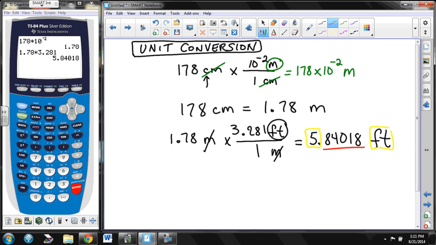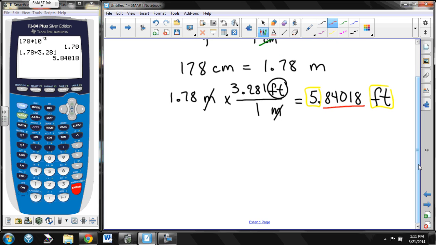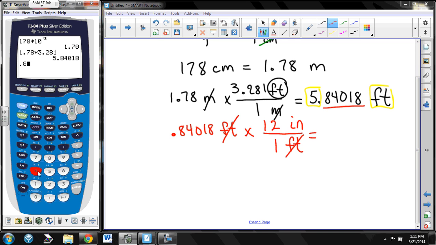To do that, I'm going to come down here and leave off the 5. Just write the 0.84018 feet, and I want to change units to get rid of the feet here and get inches for my answer. How do feet and inches compare? Most of you know 1 foot matches 12 inches, right? So if we take just the decimal portion, 0.84018 times 12, we could put in the divide by 1, but we don't need to.